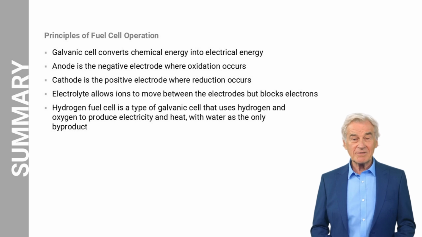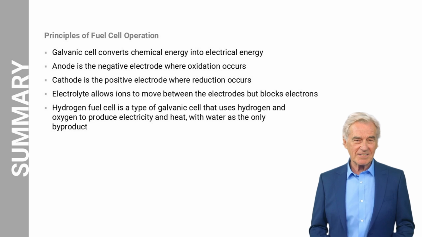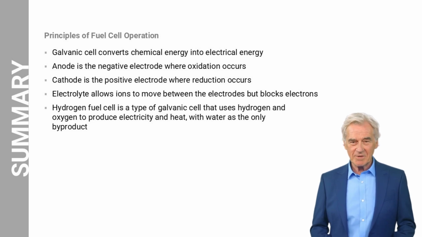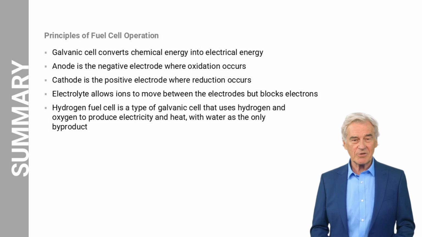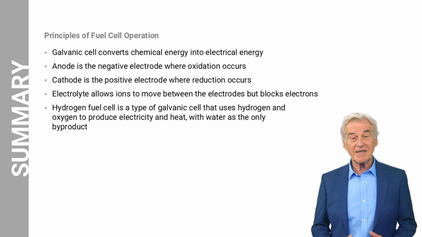Let's look at the summary for our lesson, Principles of Fuel Cell Operation. A galvanic cell converts chemical energy into electrical energy using an anode, a cathode, and an electrolyte. Common examples include batteries and fuel cells. The anode is the negative electrode where oxidation occurs, meaning it loses electrons that then flow out of the cell. The cathode is the positive electrode where reduction occurs, meaning it gains electrons, creating a charge difference that drives electricity.